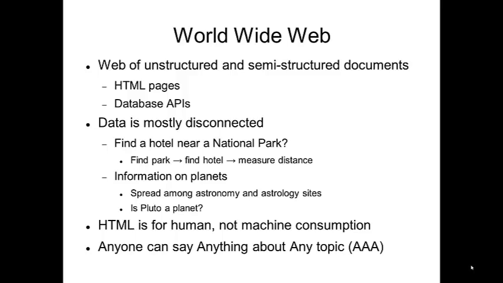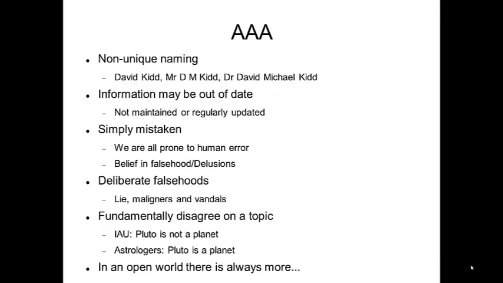The other thing about the World Wide Web is that anyone can say anything about any topic, which is the AAA concept, and we'll just see a bit more about that. So a bit more on AAA. What are the problems with AAA? Everybody can say anything about anything they like. Well, one of the problems, as you probably realize, is that there's a lot of non-unique naming going on. There are many different ways of identifying the same thing.